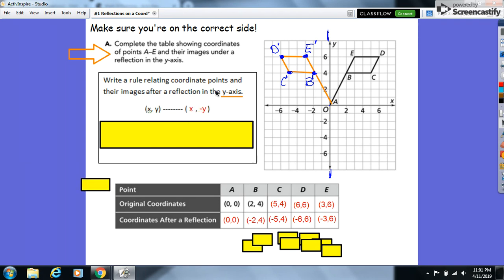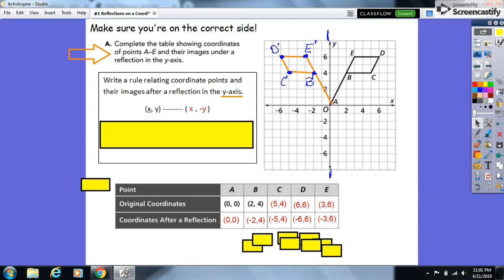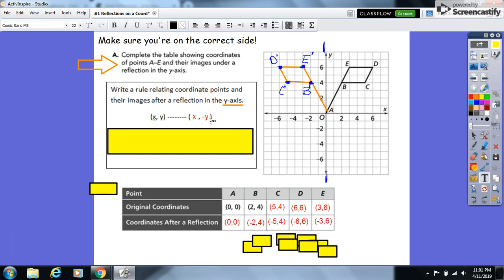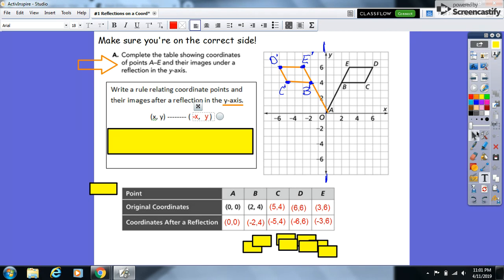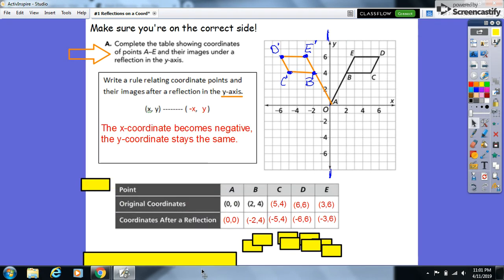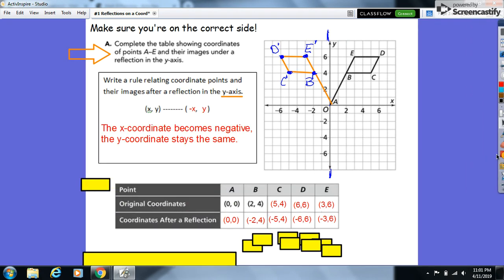A reflection in the y-axis would make the x, that's wrong. That should be flipped. The x stays the same, or the x stays the same and the y changes. That should say the other way. I have it typed wrong. Yep, I have it typed right. The x coordinate becomes negative. The y coordinate stays the same. Go ahead and pause this video and get that written down.